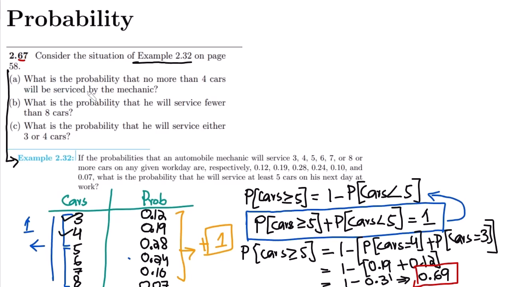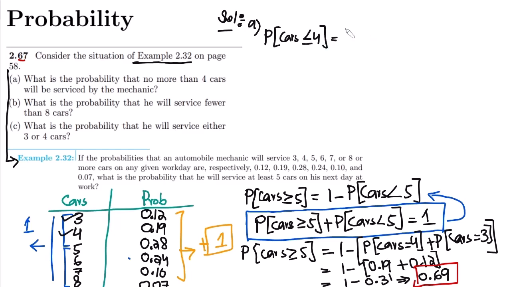The first part is, what is the probability that no more than 4 cars will be served by the mechanic? So this is part A. Let me write the solution. This is the solution of part A, and what do I have to find out? I have to find that no more than 4 cars are served by the mechanic. So cars are less than or equal to 4.